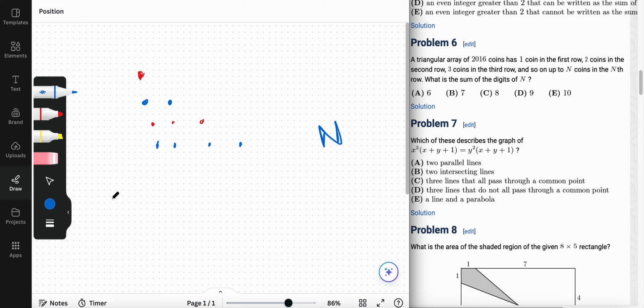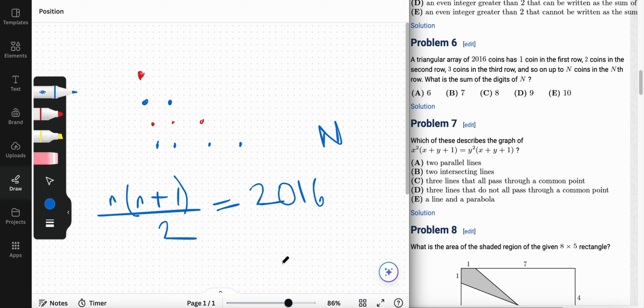Okay, so a cool formula that you should know is n times n plus 1 over 2, and this gives you the sum of the first n positive integers. So this is equal to 2016 because that's my sum. I'm trying to find what n is so I can find the sum of the digits of n. So I get that n times n plus 1 is equal to 4032.